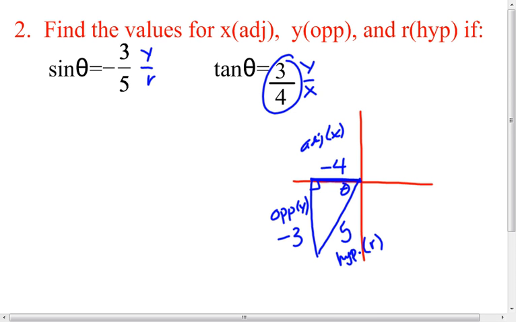Okay, they're actually both negative. A negative over a negative makes a positive, so be careful about that. Okay, once you have your opposite, adjacent, and hypotenuse, I think it's pretty easy for you guys to figure out the rest of your trig functions.